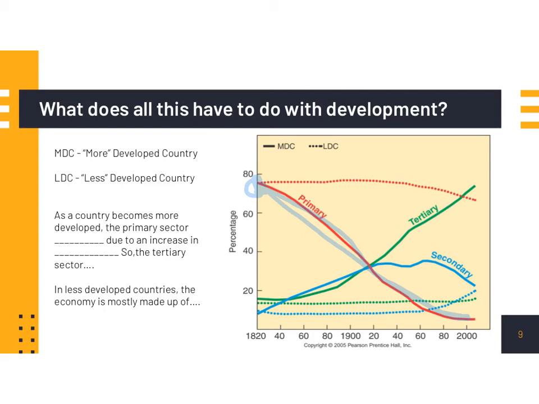So, for example, in 1820, most of the people worked in the primary sector, but by 2000, those numbers are really low. Now, let's see if I can erase that. Okay, I'm going to erase that because that's messy.